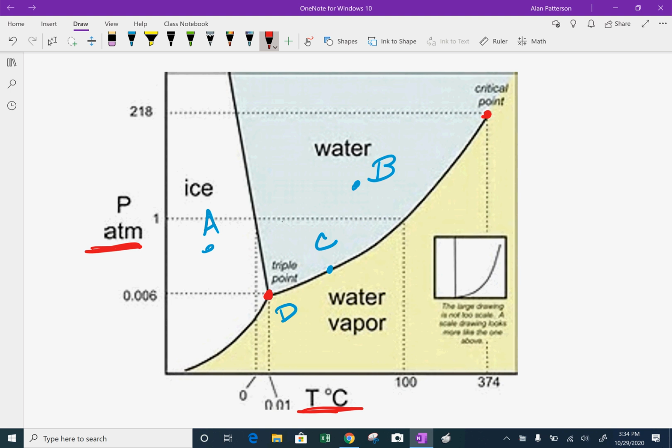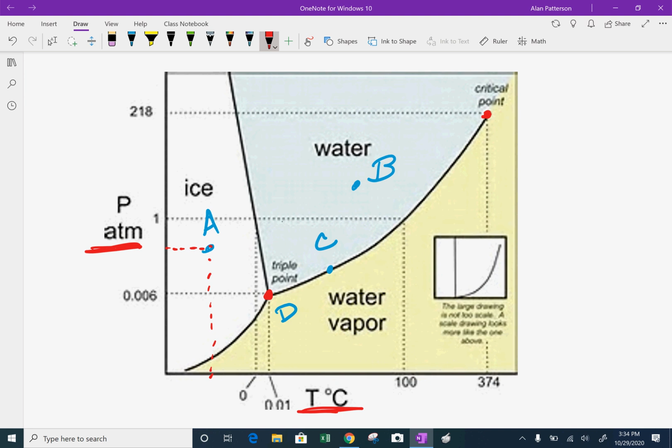So let's take a look at some of the points that I have on here, and let's consider them for just a moment. Let's look at point A. All right, so a little under 1 atmosphere of pressure, and a temperature that is well below 0. So I can read that by looking at my X and Y axes. I would have solid ice present under those conditions. Okay, water would be solid ice. You would not have water vapor or liquid water present with those conditions.